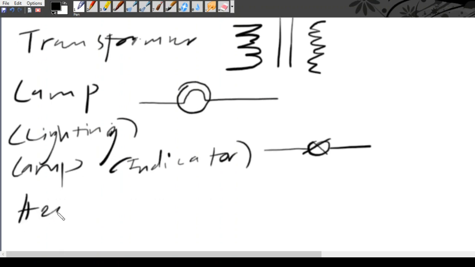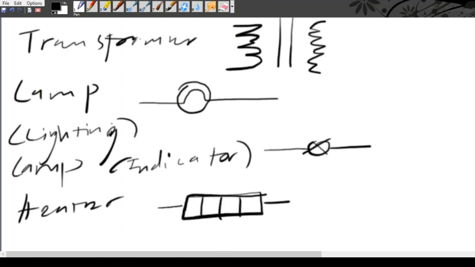A heater. So that's the symbol of the heater, and the function of the heater is to convert electric energy to heat. Let us look at the motor. So the function of the motor is to convert electric energy to kinetic energy.